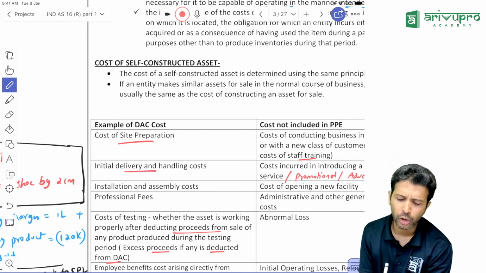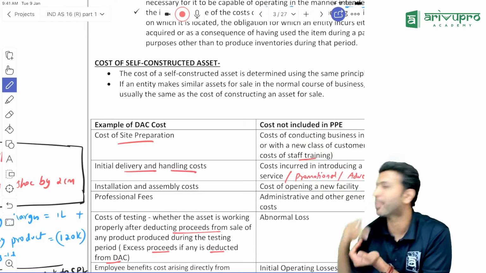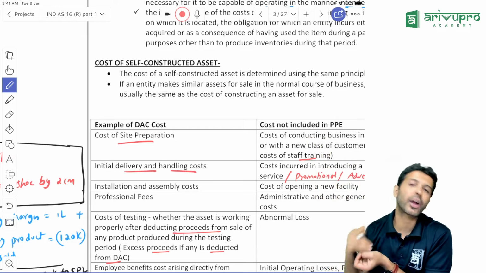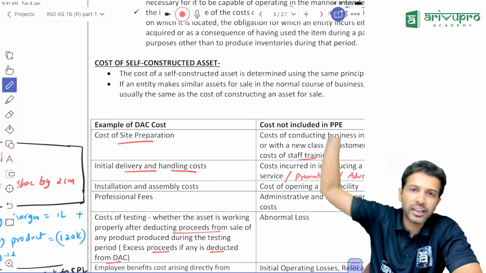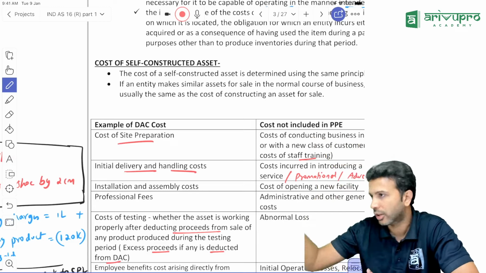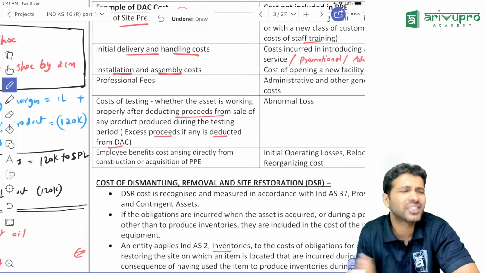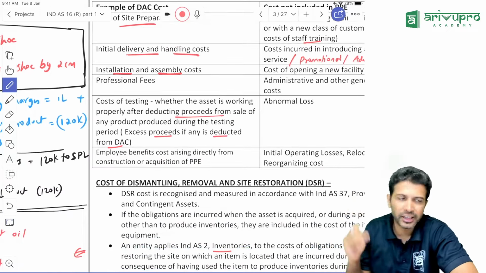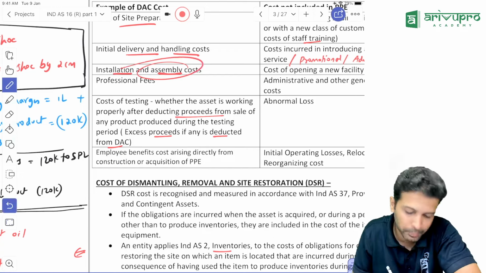Next one, as you called out, is your delivery and handling cost. Obviously, if I'm buying a machinery from Japan, it has to come to India, which means we have to incur some transportation charges. Unless I incur transportation charges, will it come to my factory and will I be able to use it? No. So this is also an example of that. Installation charges, assembly charges, and only after installing can the asset become management ready. So this is also an example of that.